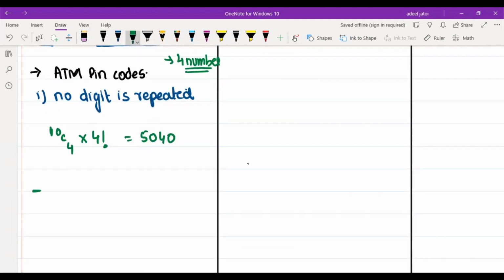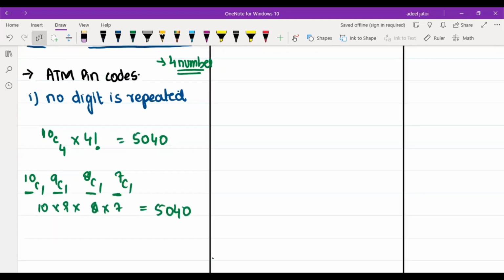Or we can have 4 digits, 10C1. When one number is here, then obviously that number cannot come again, so it will be 9C1. Then those 2 numbers cannot come, so it will be 8C1 and this should be 7C1. So this is 10 into 9 into 8 into 7, and this will again be 5040.